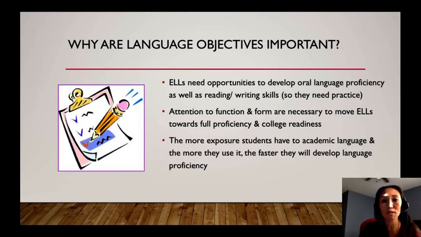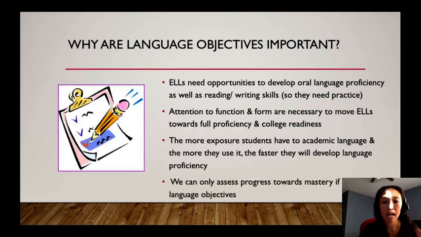So it's helpful for us to keep academic language in mind, because as they move forward from our classes and into the post-secondary level or into the career world, they're really going to need to know how to interact linguistically, and we can prepare them for that in the classroom. And finally, we can only assess progress towards mastery if we assess language objectives. So we can only really see how much our students are developing academic language or English in general if we are assessing language objectives and if we know how we're explicitly trying to develop language.